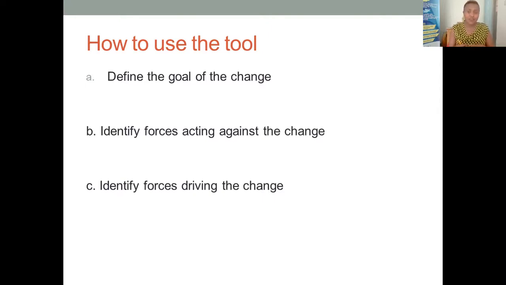Once you've identified the goal of the change, the next thing is to identify the factors acting for and against the change. What are the triggers of this change? Why the need for the change? Have there been issues, external or internal, probably from the external environment? From the external environment, you're looking at the PESTEL: the political, economic, social, cultural, technological, ecological, and legal.